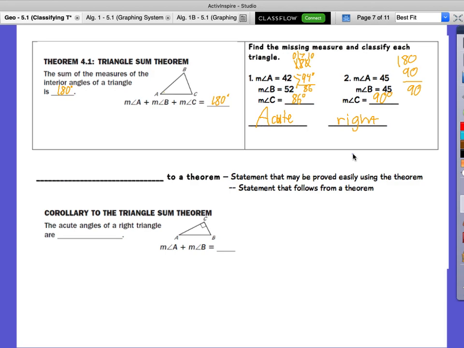Okay, so we're going to learn about this thing. It's called a corollary. I'm pretty sure I've heard that word on Grey's Anatomy. Maybe. Corollary just means they're kind of related.